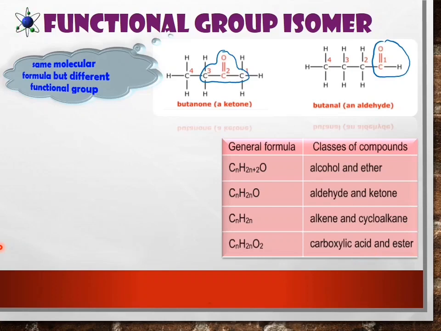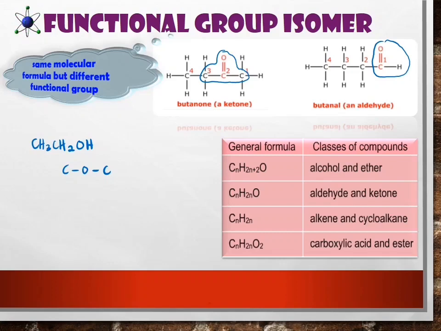I will show you the other example of functional group isomer. For example, I show you the alcohol and ether. Ethanol consists of 2 carbon, CH3CH2OH. So alcohol must change to ether. So how the functional group of ether? The functional group of ether should be COC, like this. Right, class?